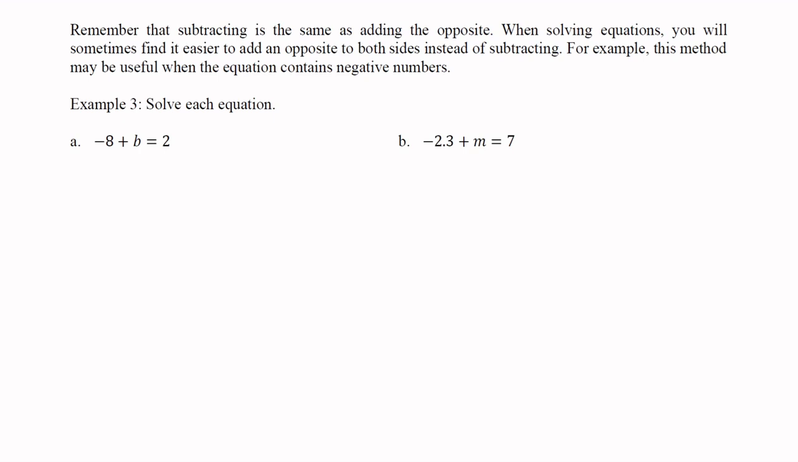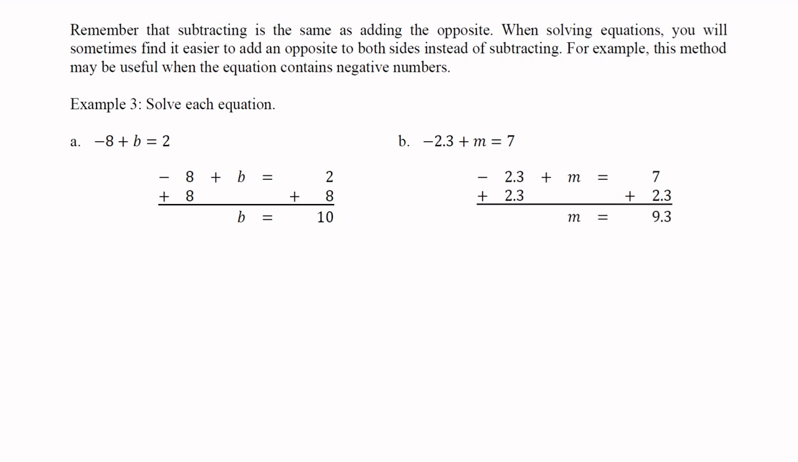So, in example A here, we've got negative 8 plus b equals 2. Well, we can add 8 to each side, and that's going to give us b equals 10. 2 plus 8 equals 10 on the right-hand side. For B, we've got negative 2.3 plus m equals 7. So, to undo a minus 2.3, we're going to add 2.3 to each side. It cancels on the left, leaving us with just m, and 7 plus 2.3 gives us 9.3 on the right-hand side.